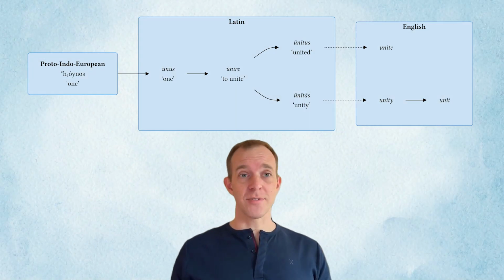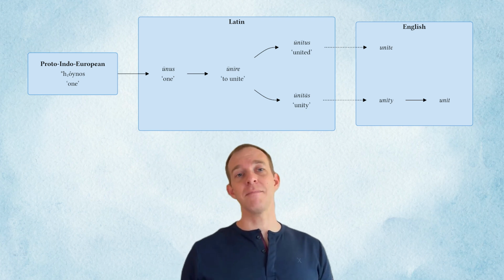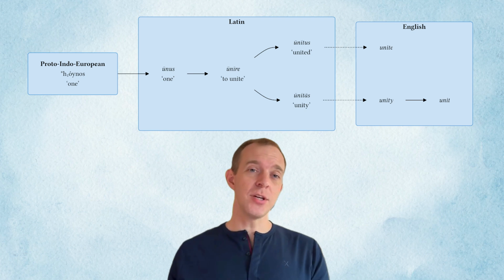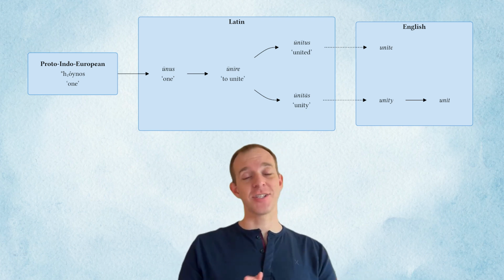Now we'll end our climb around the Romance branch of the etymological tree with a quick look at those words that we borrowed directly from Latin, which usually happened during the Renaissance. These tend to be pretty straightforward. So Latin unitus, meaning united, was borrowed as unite, and unitas, unity, was borrowed as unity. And the word unit, in turn, comes from an alteration of the word unity, by analogy to the word digit.